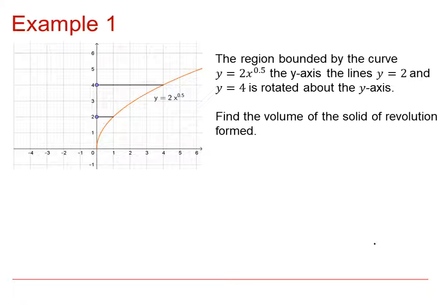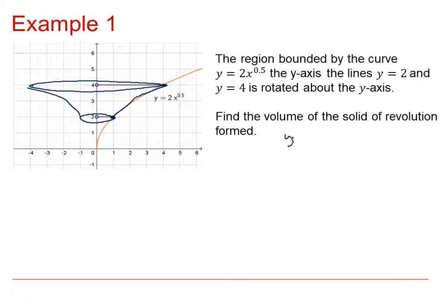So here we have an example. The region bounded by the curve y equals 2x to the half and the y-axis from y equals 2 to y equals 4 is rotated about the y-axis. Find the volume of revolution. Just to give you a crude illustration, when this point is rotated about the y-axis, it will do something like that, and the volume would look like this. That's the volume we need to find. So we've got to be extra careful with this one.